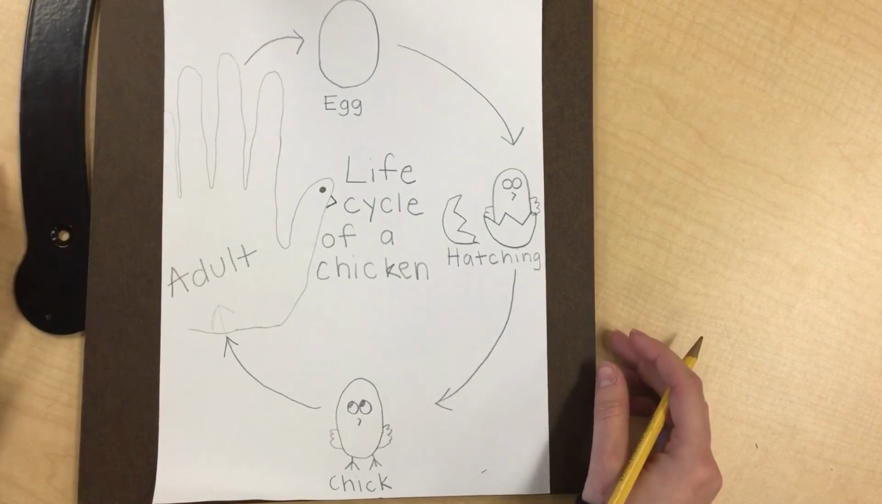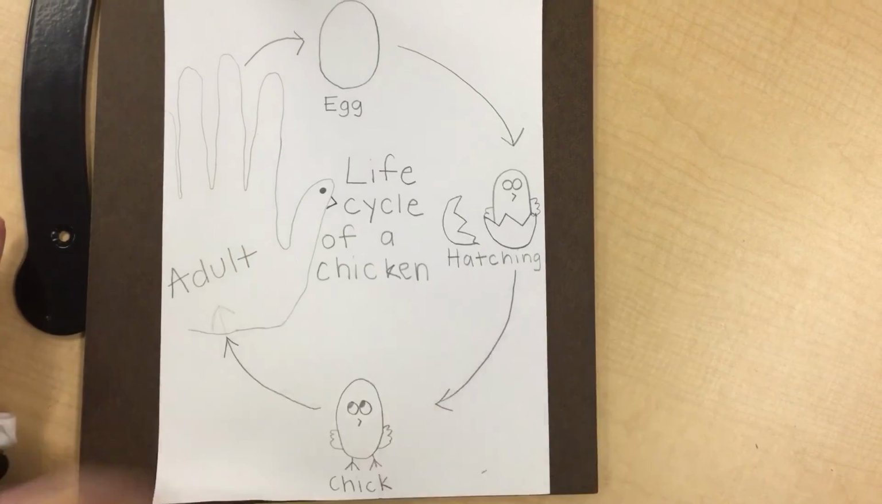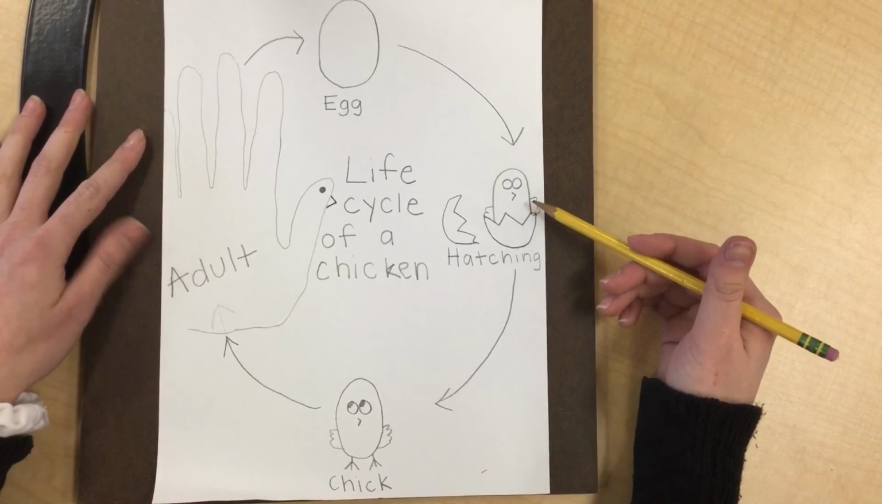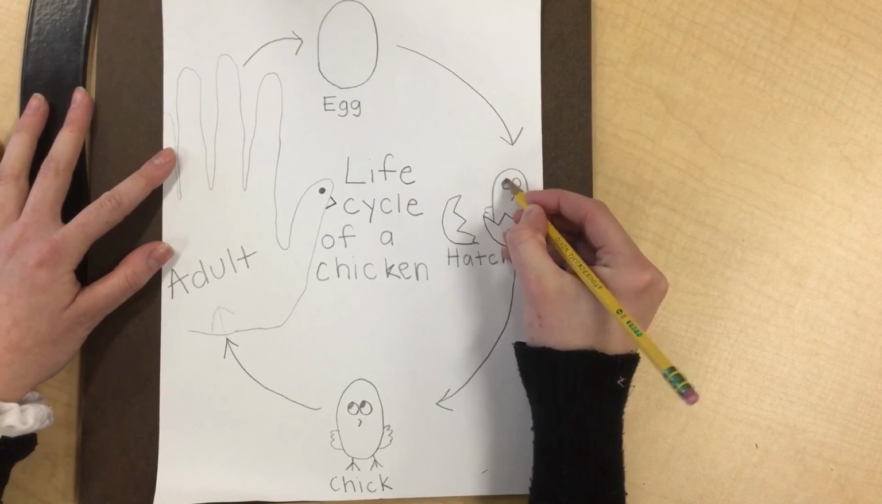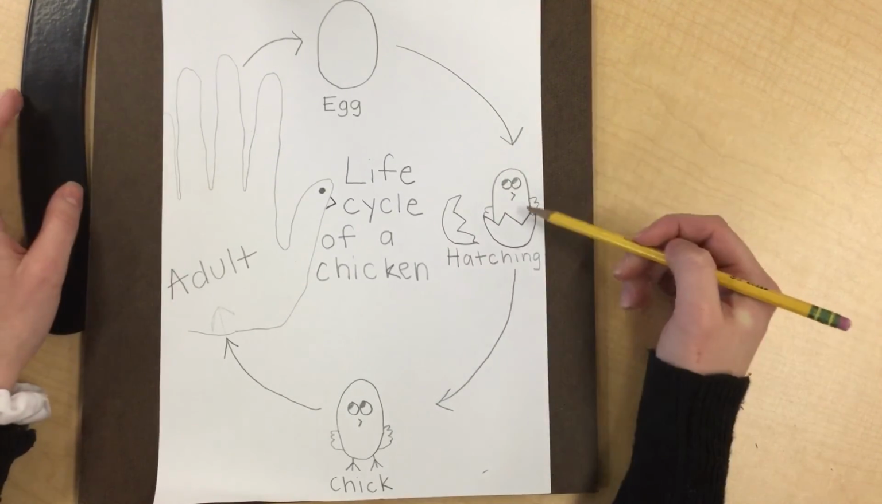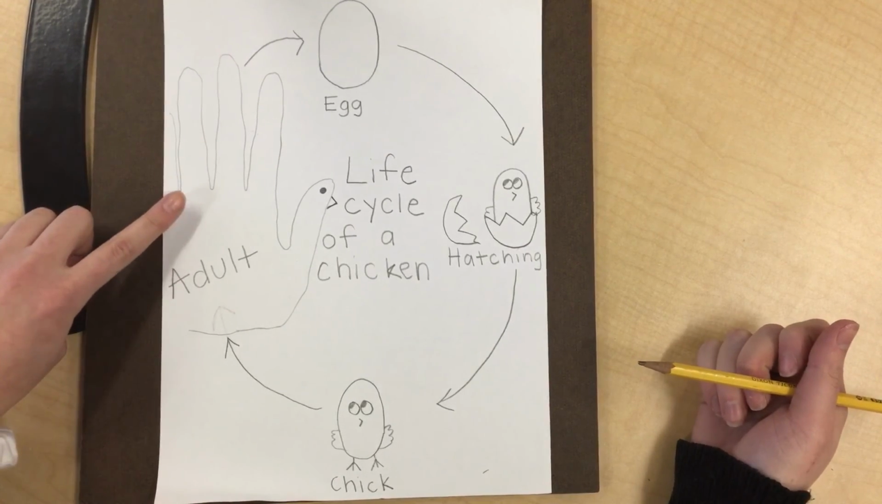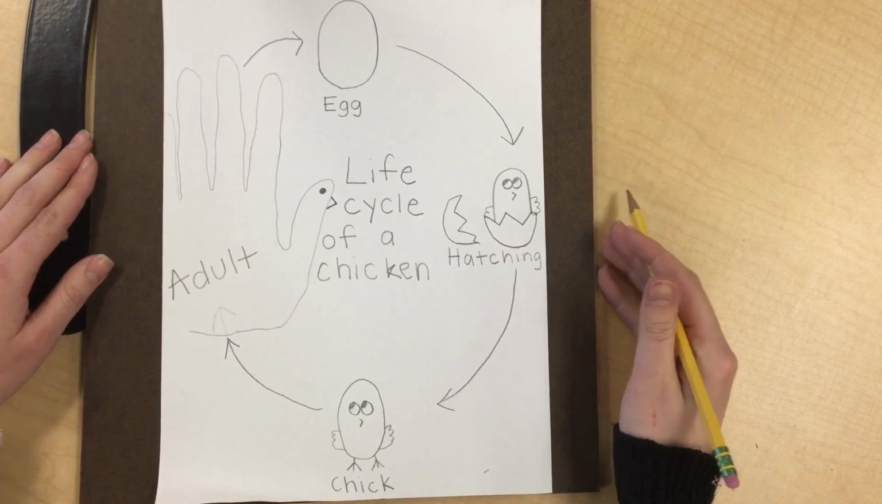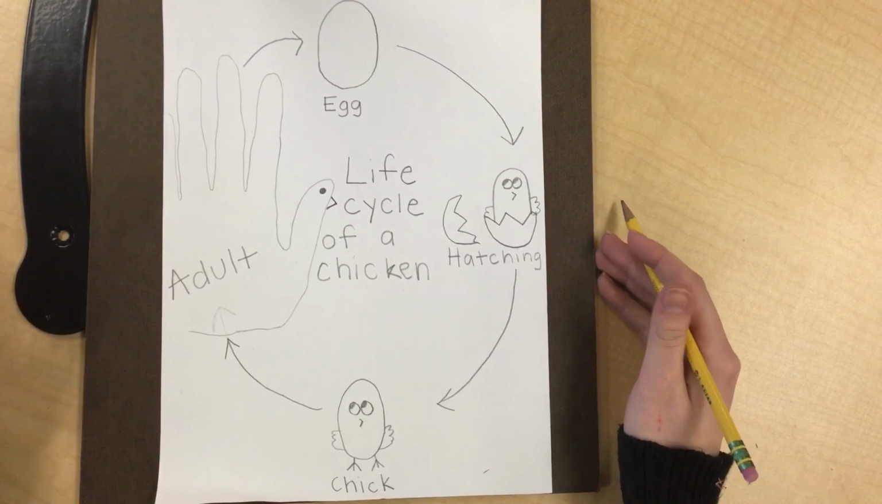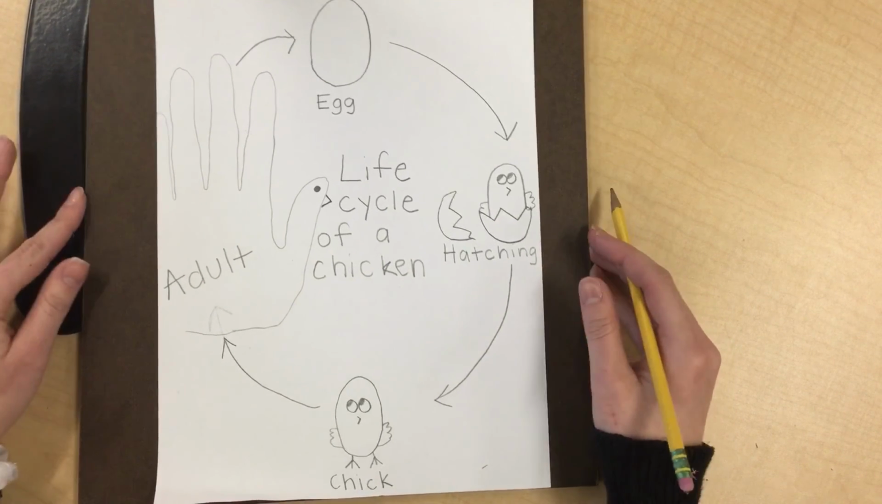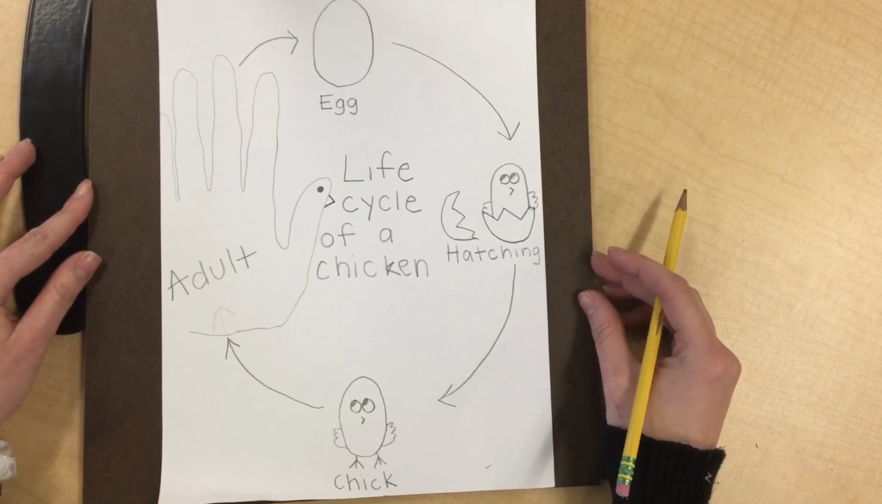And friends, now what do you get to do? You get to color. You can make sure you color your chick. It will probably look more like a chick when you color it. And then you can color your adult chicken. Maybe you have some black feathers. Maybe you have some red feathers. I don't know. What will your adult chicken look like?